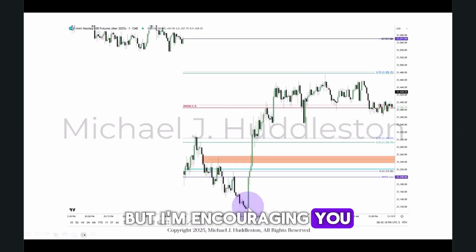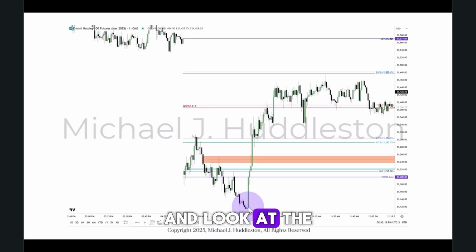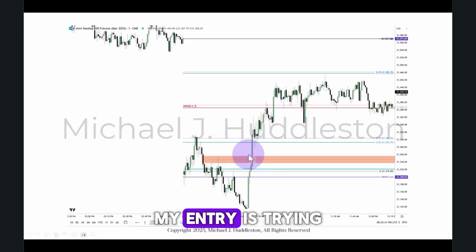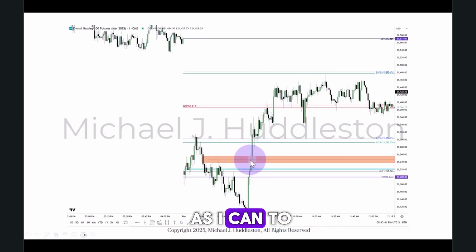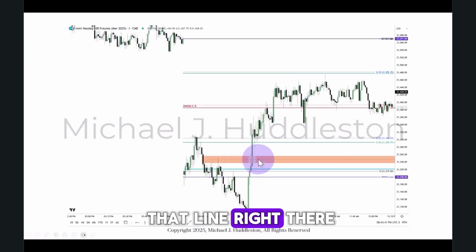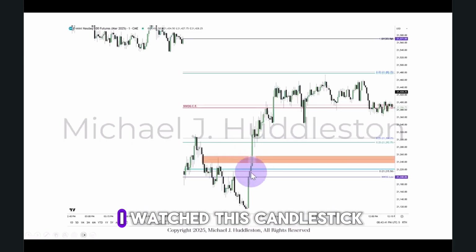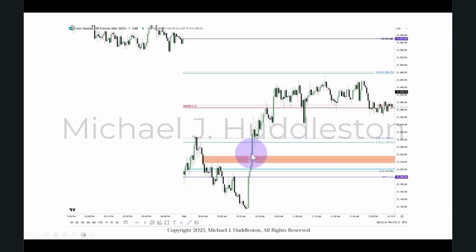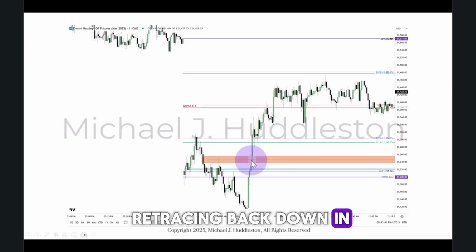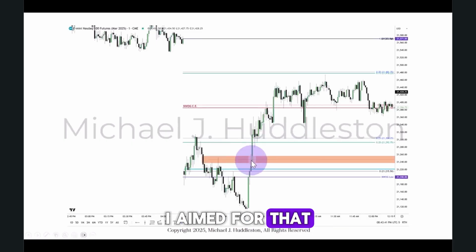But I'm encouraging you to go back and listen to the audio clips and look at the time that they were posted, and then look at your 1 minute chart, okay? But in this tiny little section right there, my entry is trying to get as close as I can to that line right there, that midpoint. So I watched this candlestick go up, and as it was retracing back down in, I aimed for that.